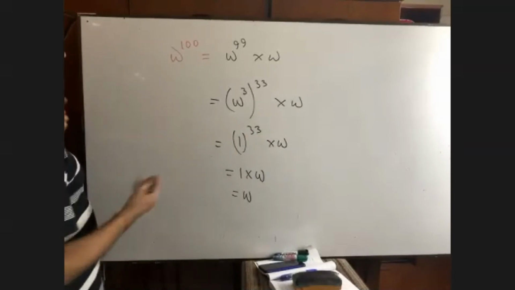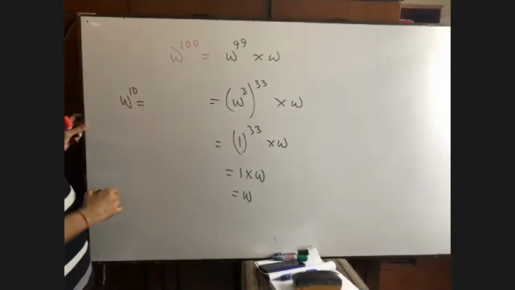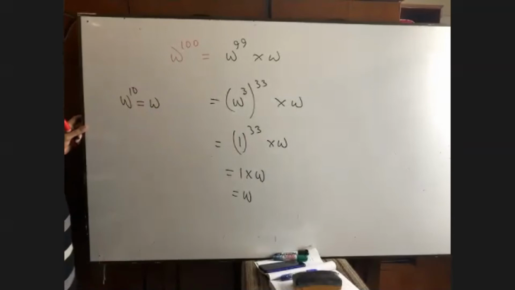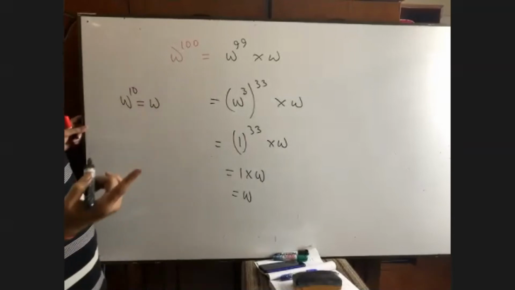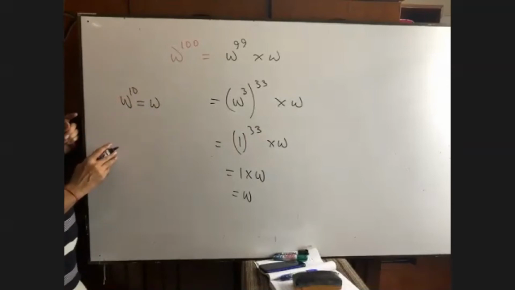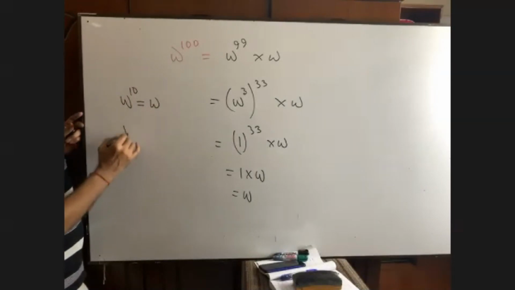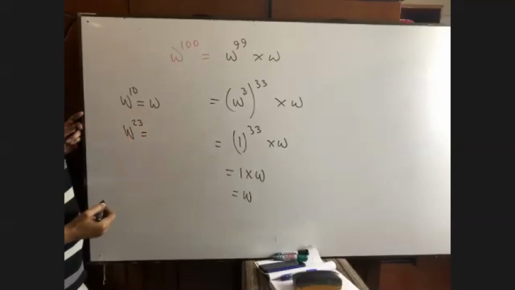Suppose you are again given omega to the power 10 equals what? I'll write omega to the power 9 into omega, because you have to count the multiples of 3 below 10. What is the nearest multiple of 3? 9. That is equal to 1. So we are left with only omega.